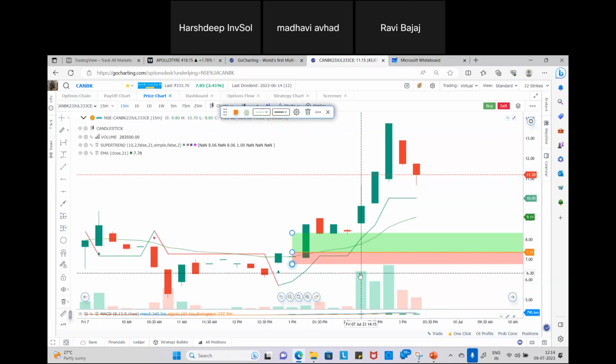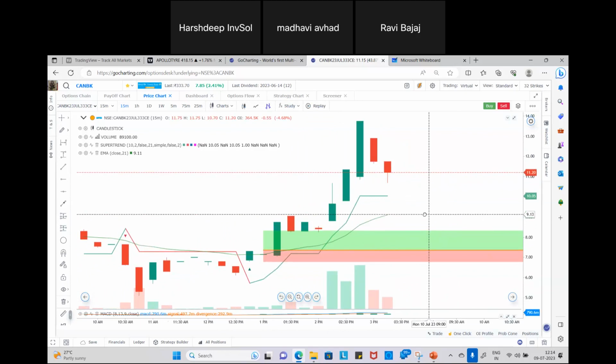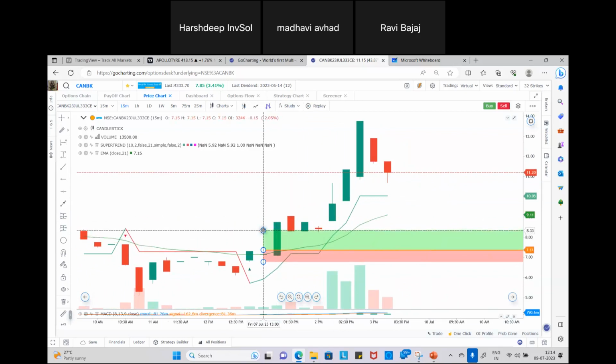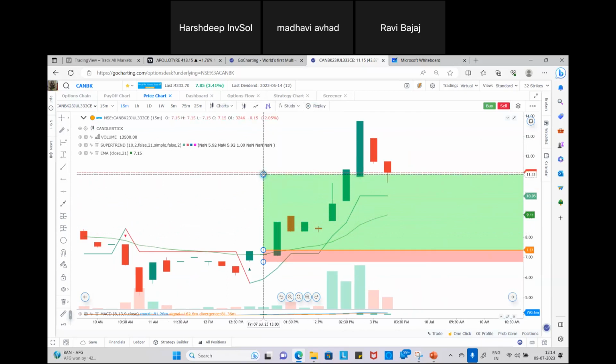Since it is an option, obviously it will have its lot size, so risk will be higher, but I am sharing this for those who are already trading in the futures and options. If you just keep on following, I will not go on to show how this strategy works, but I will be a little conservative because I do not want to glamorize this strategy.